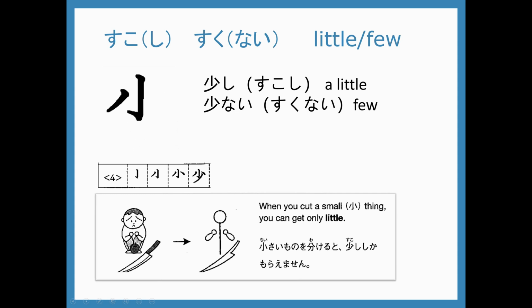1, 2, 3, 4. Once again, we start writing chisai. 1 hook. 2, 3, 4. 1 hook. 2, 3, 4. So this is sukoshi or sukunai. ですね.